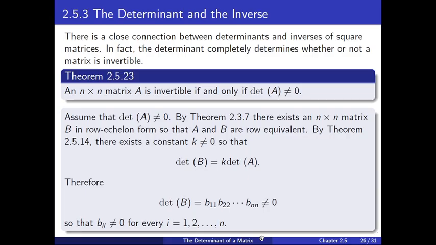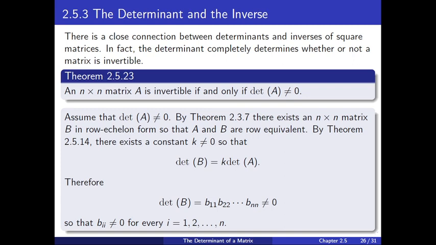We finish off section 2.5 with determinants and the inverse. There's a very close connection between determinants and inverses of square matrices. In actual fact, the determinant completely determines whether or not a matrix is invertible, as the following theorem is going to state.